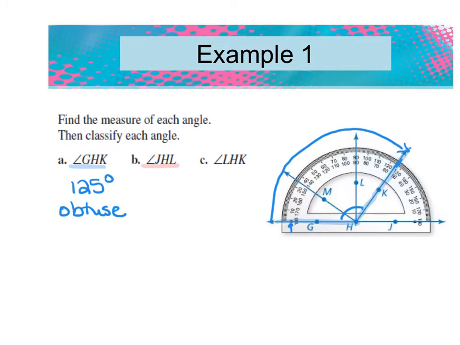Then I'm going to do JHL. So J to H to L, and you can see that that's pointing at the 90. So this is a 90-degree angle, and it's a right angle.